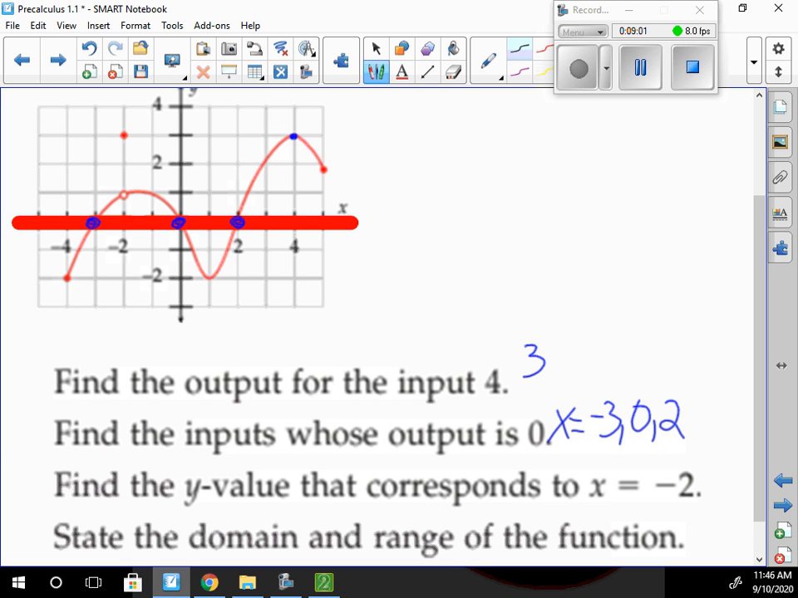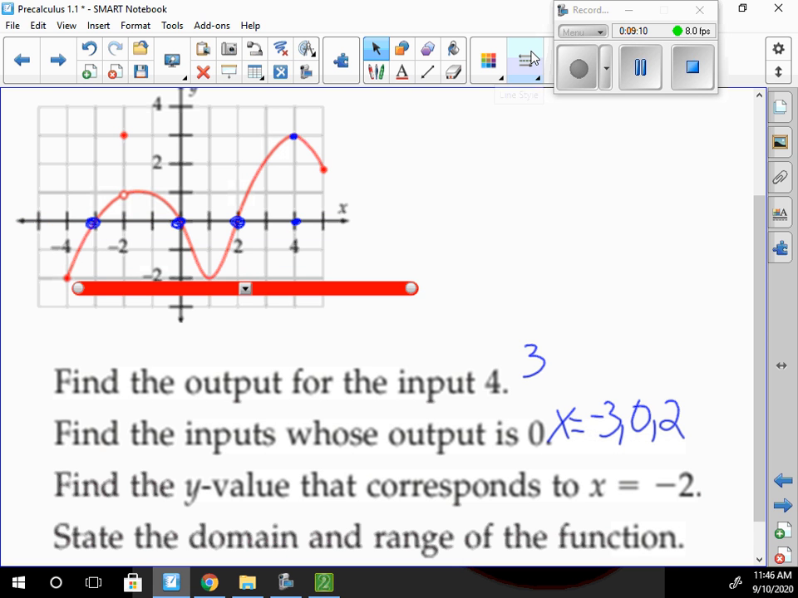Find the y value that corresponds to x equals negative 2. This is where it can get a little trickier. Let me get rid of this.